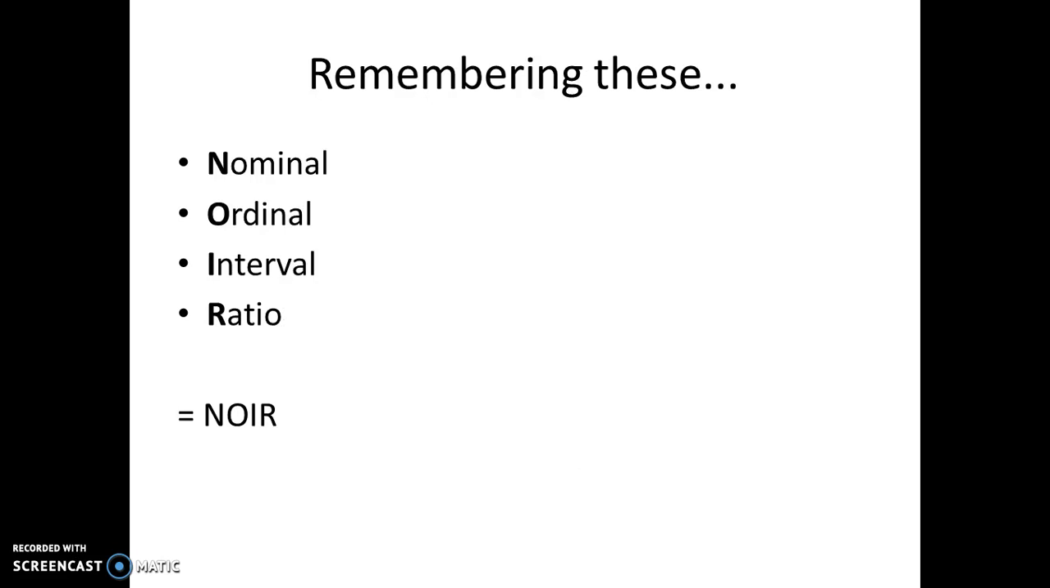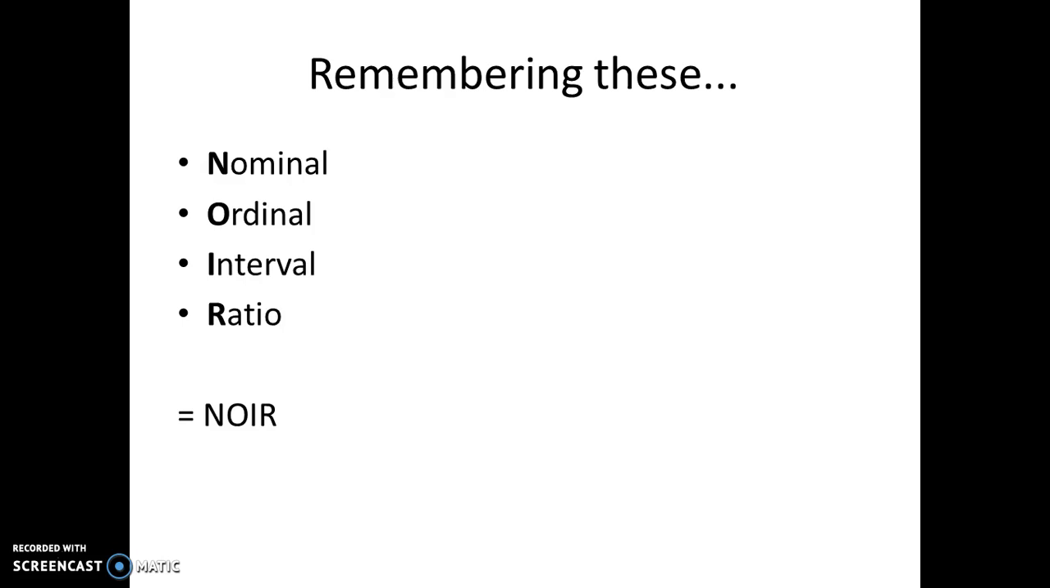A way of remembering these different kinds of data is NOIR: nominal, ordinal, interval, ratio. And interval and ratio are the minimal requirements. Interval is the minimum you can use where it makes sense to use means. It's the minimum kind of data in order to use parametric statistics, so things like t-tests and Pearson correlations and analysis of variance and regressions. You need at least interval data. You can also do it with ratio data, but you cannot use these tests, nor does it make sense to use means and standard deviations, with data at the nominal or ordinal level.